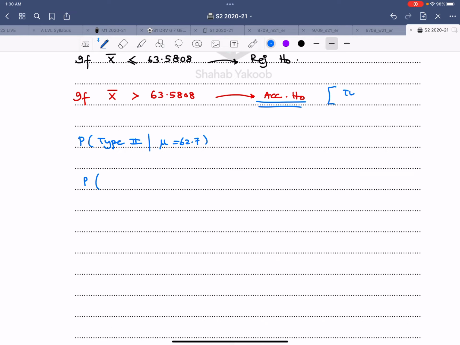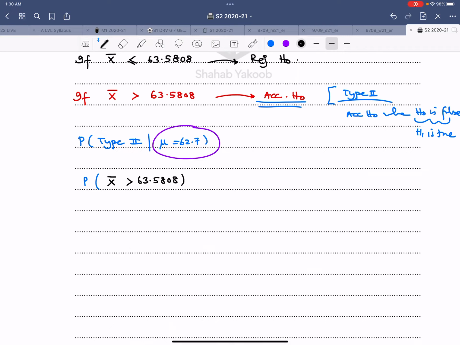Let me write it. Type 2: accept H naught when H naught is false. When H naught is false, H1 is true. That is why they have to give you a new value. So therefore, probability x bar greater than 63.5808. The same type of calculation is there, not the same calculation, but with a different number.